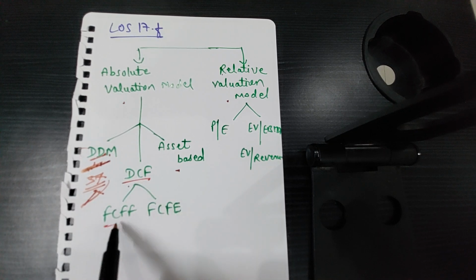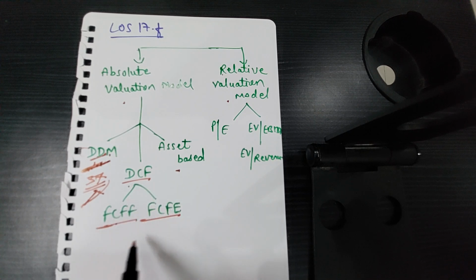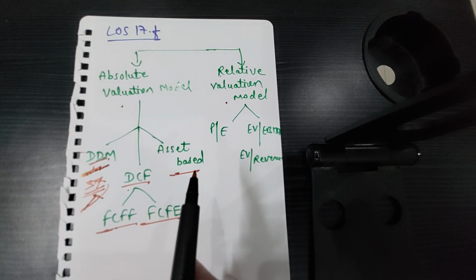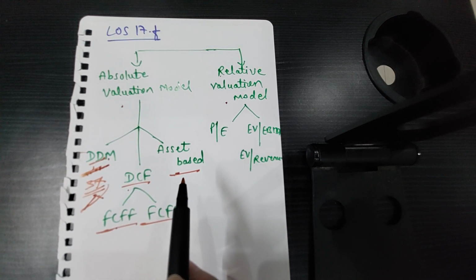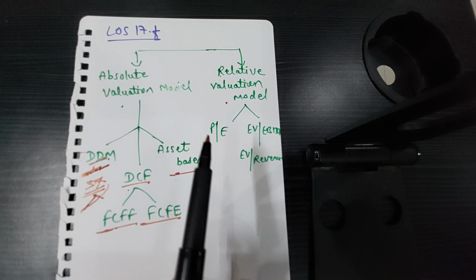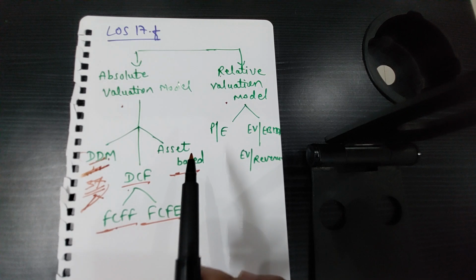Discounted cash flow model, we have free cash flow to the firm or free cash flow to the equity. So this is our basic cash flow model, that we discount the cash flows of the firm to the present value at a discount rate. So here discount rate plays a very important role. And then we have asset based model, which estimates a firm's value as the sum of the market value of the assets it owns or controls.